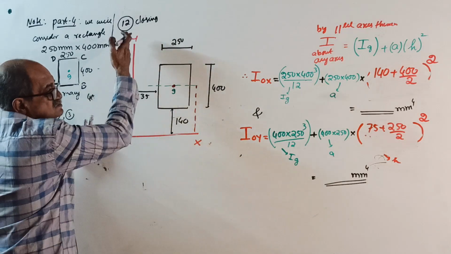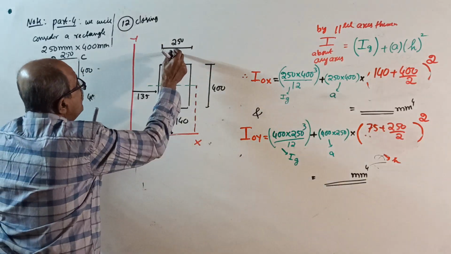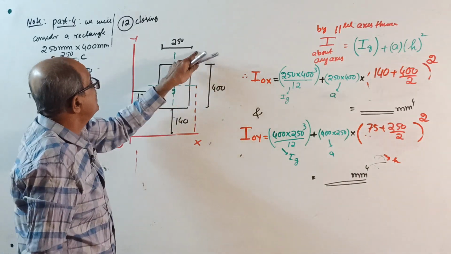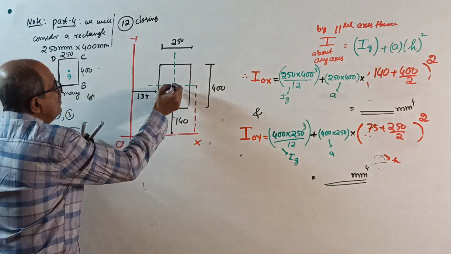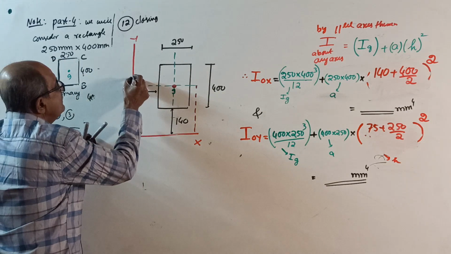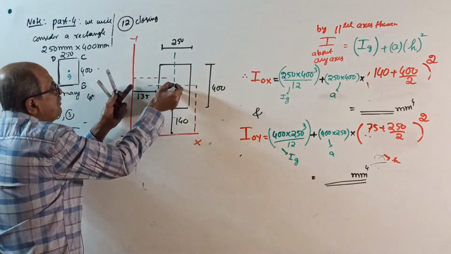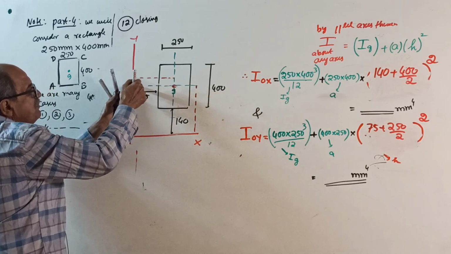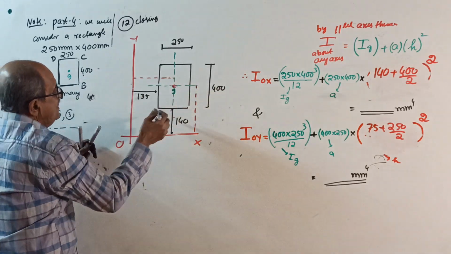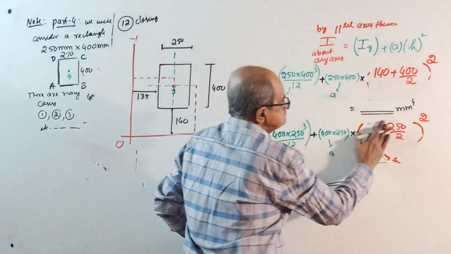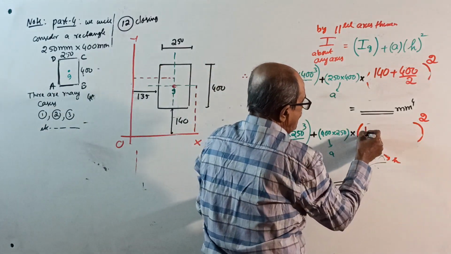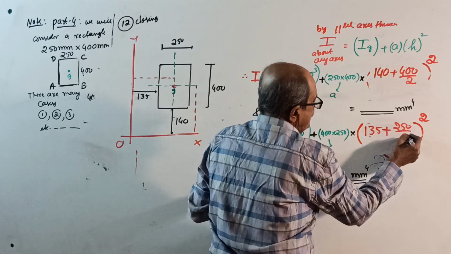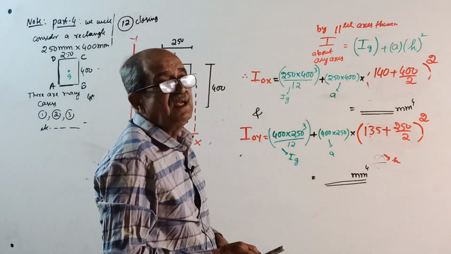Then I about OY. First I about its own axis. See here, this axis. As usual, 400 into 250 cube by 12 plus area into the distance from centroid to OY, this distance square. There is no space to mark it here, but from here to here, the perpendicular distance squared; you can mark the perpendicular anywhere. The horizontal distance is 135 plus half of 250, 250 by 2, whole square. Okay, this will complete the rectangle.